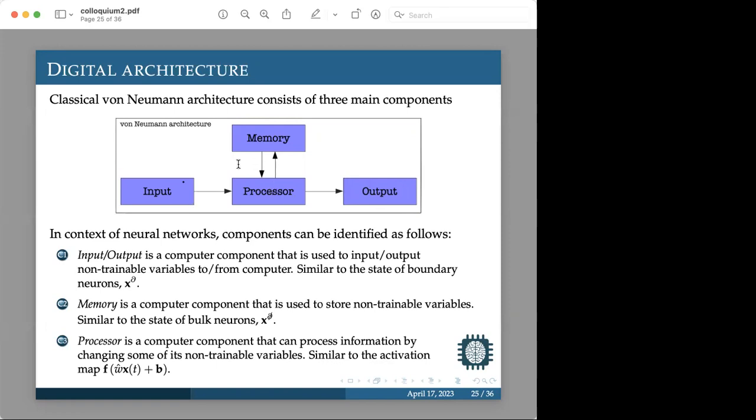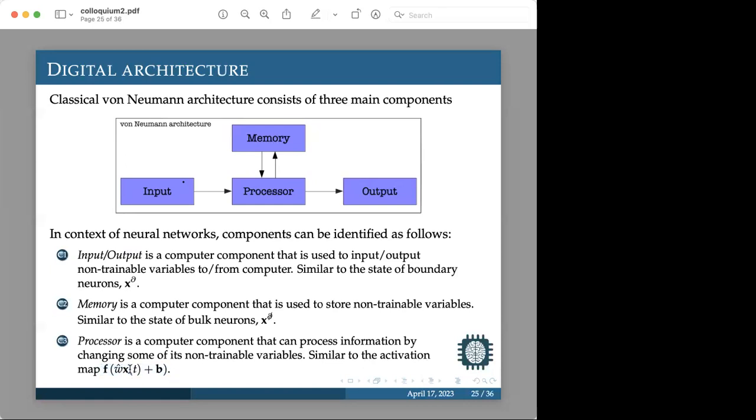Now, memory is just internal state of the system, and the processor is predetermined rules of how to change this state. Now, if we are going to rewrite it in terms of what all this means in the language of neural networks, then we really have the input-output, which is what I call the boundary neurons. You have memory, which is what I call the bulk neurons. Both of them are non-trainable. You don't train them in any way. And there is a processor that was pre-programmed to do certain operations. And this is like activation map.